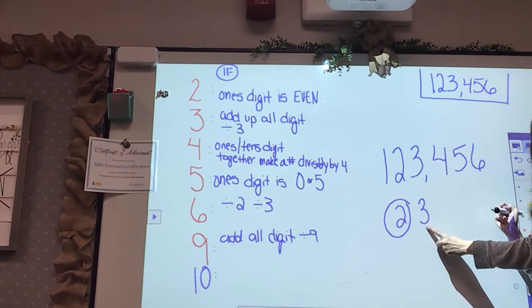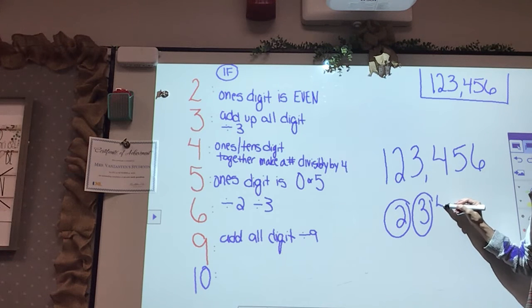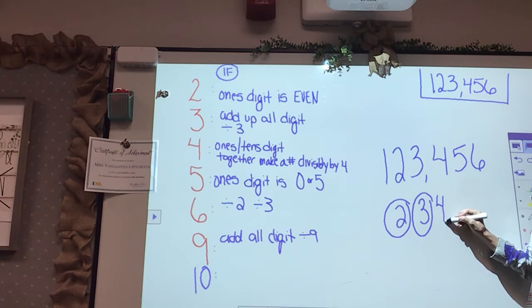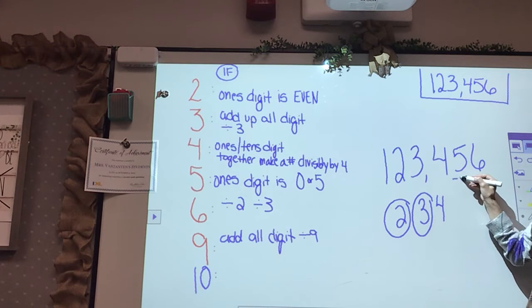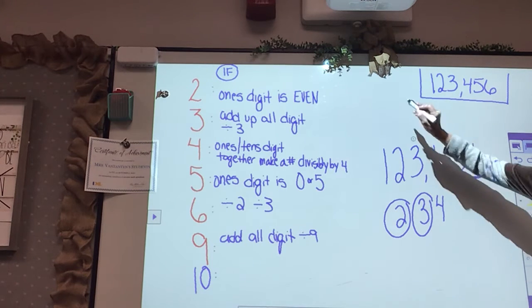Is it divisible by 3? Yes. So it's automatically divisible by 3. Is it divisible by 4? Look at the last 2 digits. What number do they make? Is that number divisible by 4? 56. Yes. Let's see that. That's a big one.